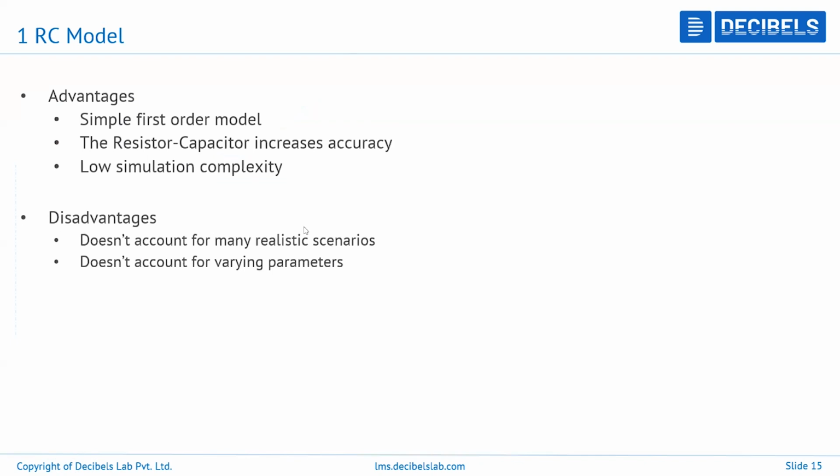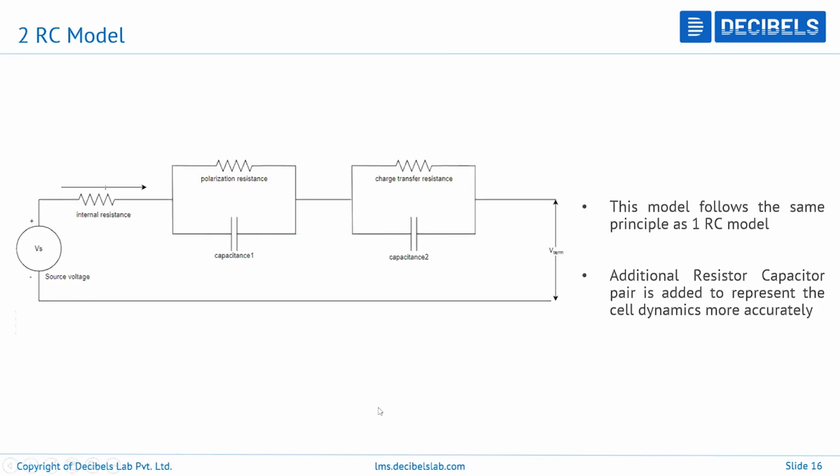The disadvantage is that, even though it does capture a good amount of dynamics, it won't capture the complete dynamics, or make full realistic scenarios possible. There are certain other varying parameters that this does not capture, for example, change in voltage with respect to temperature or even thermal influence on the resistance. All that is not captured here. So it is still minimalistic. If you want to analyze more advanced behavior of the cell, then we have to proceed to what is called 2RC.